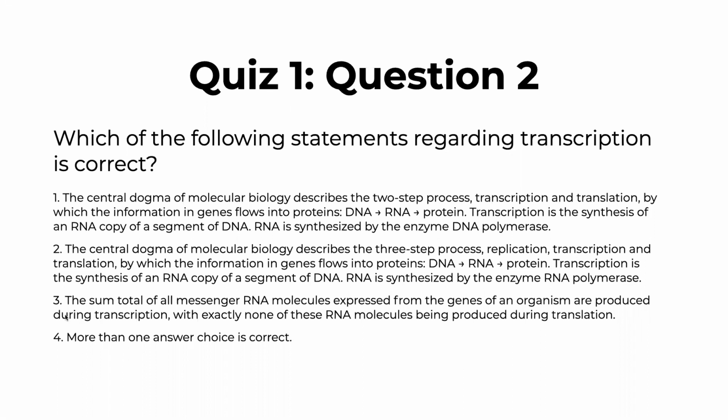And number 3 is correct because we know that here it says the sum total of all messenger RNA molecules expressed from the genes of an organism are produced during transcription, which is correct, with exactly none of these RNA molecules being produced during translation. Translation is when proteins are produced from mRNA, so mRNA does not get produced during translation. So number 2 and number 3 are both correct.